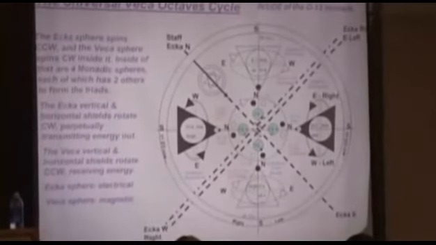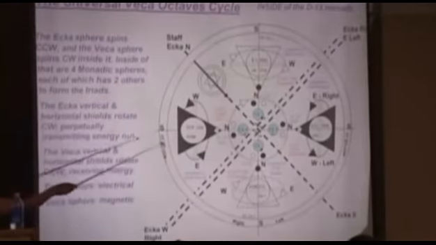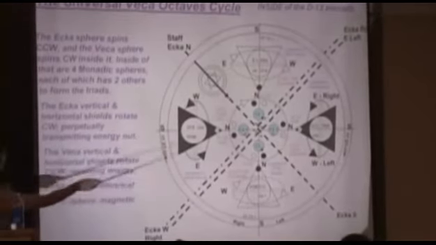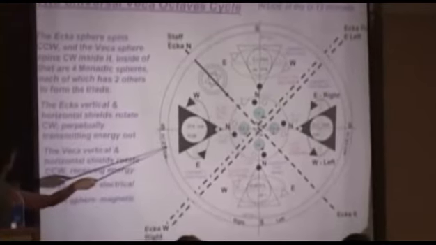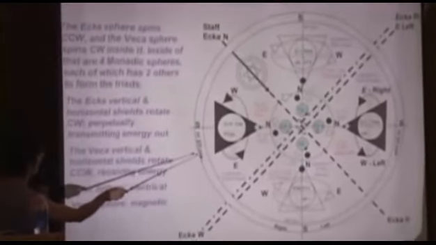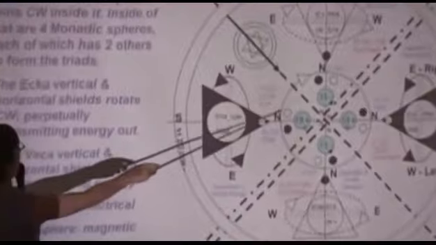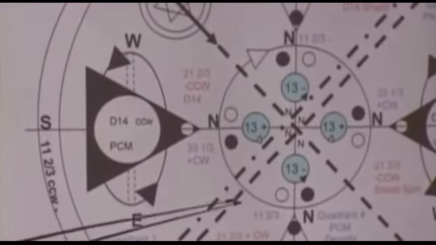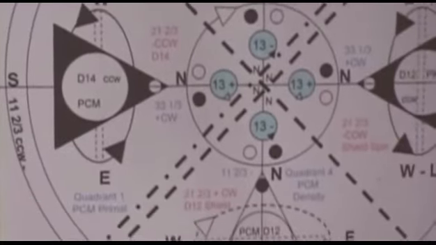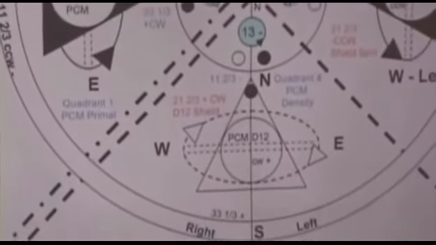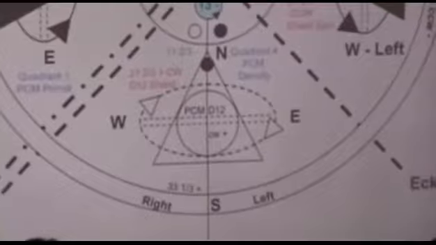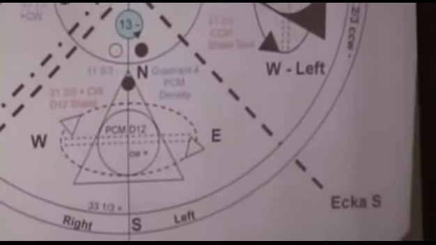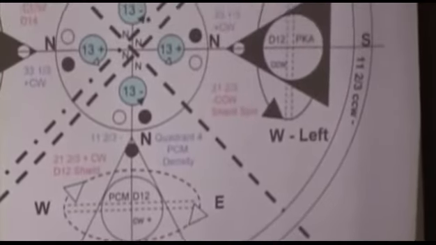The ecosphere spins counterclockwise, and the vecosphere spins clockwise inside of that. And inside of that are these four monadic spheres, and then inside of those are the dimension 12 blueprints. So we've got a whole set of spheres that are all rotating opposite directions to each other.